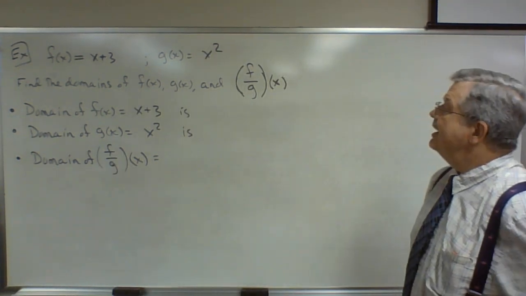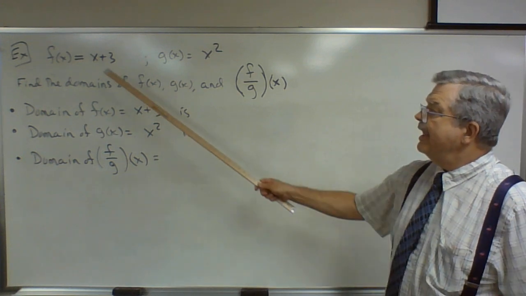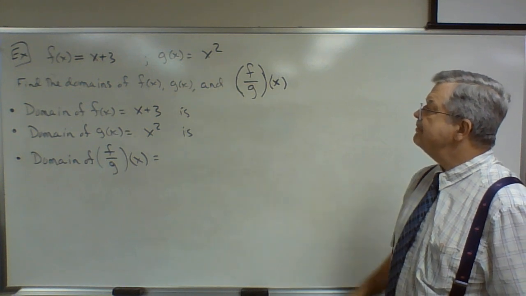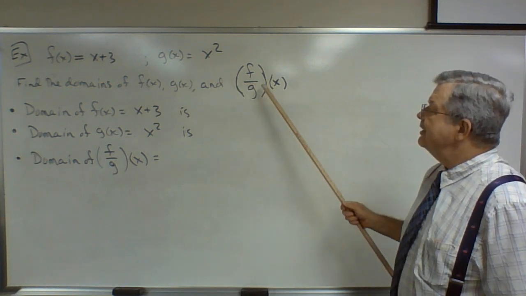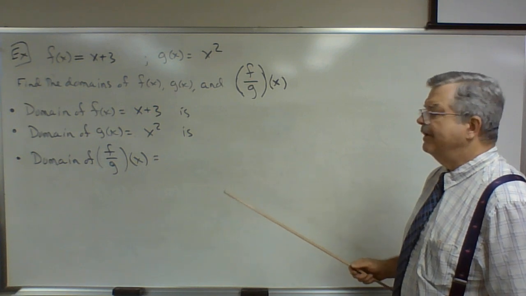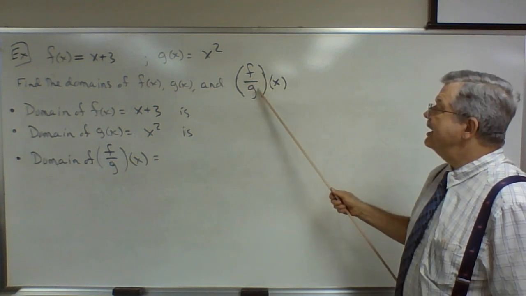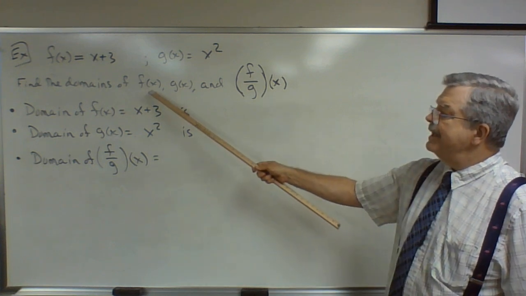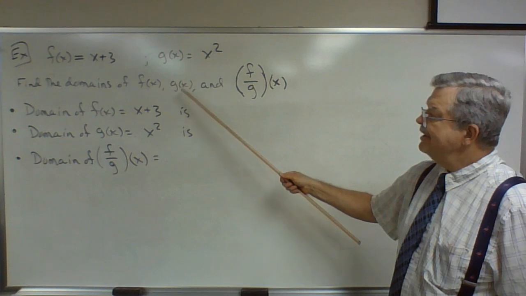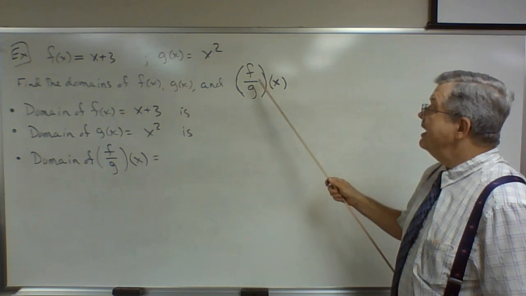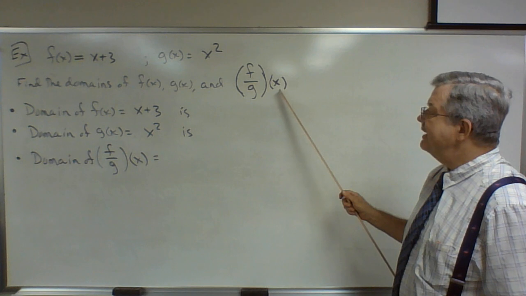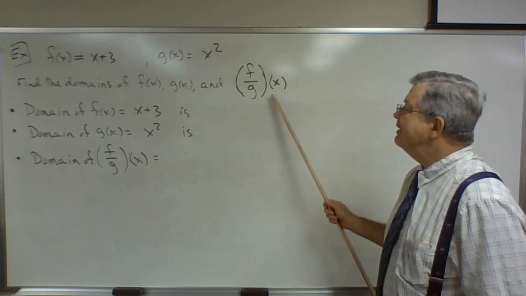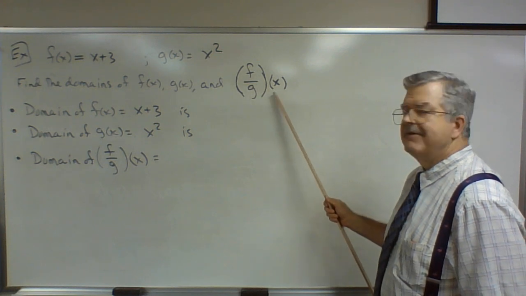Hey, everybody, we have a nice example here. F of x is x plus 3. G of x is x squared. And we're going to be looking at the quotient function. F divided by g evaluated at x. First, we're going to find the domains of f evaluated at x, g evaluated at x, and then f divided by g evaluated at x. And then we're going to evaluate f divided by g of x at some number.